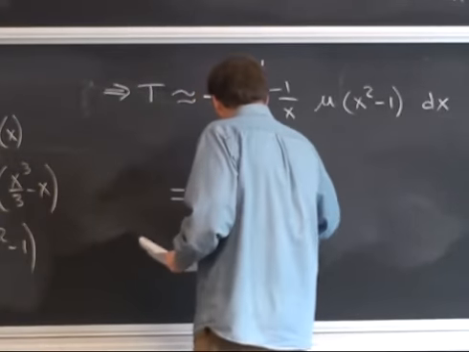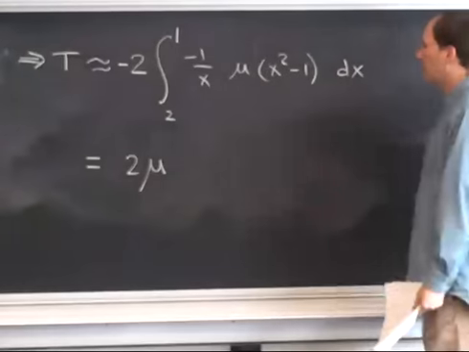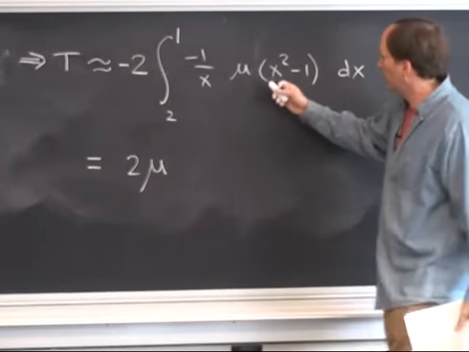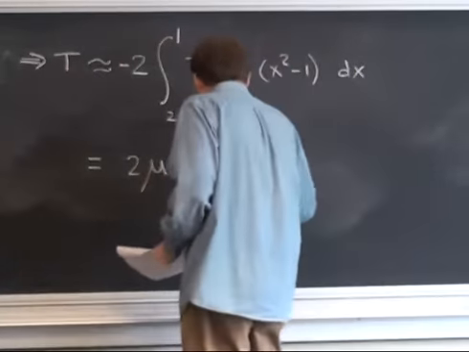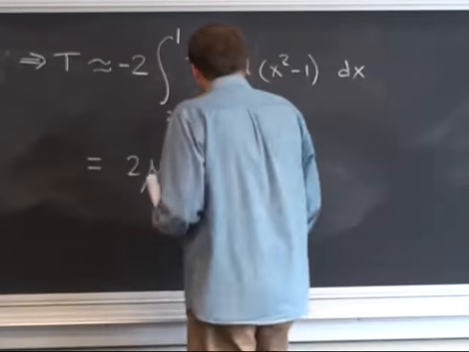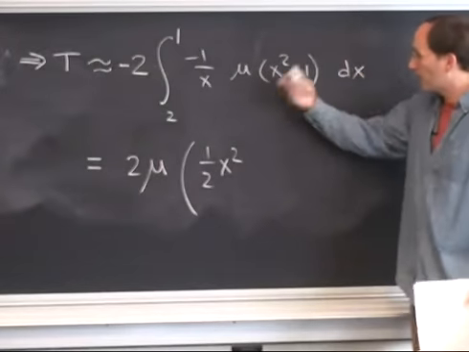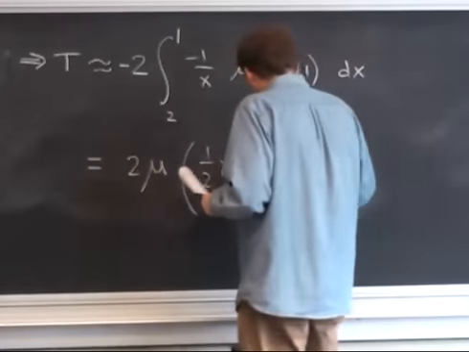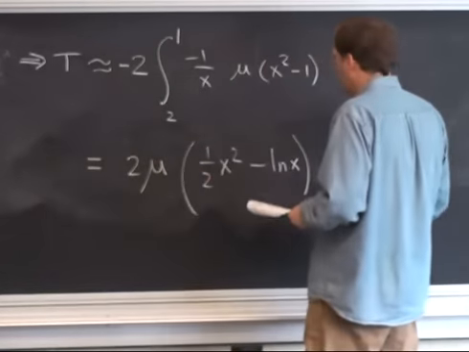What you end up getting is 2 mu times, you can do both these integrals, because x squared over x, that's just x, that integrates to a half x squared. And this other one is minus 1 over x, that integrates to log. And we go from 1 to 2.